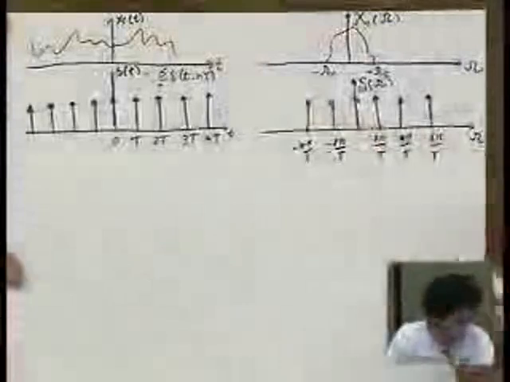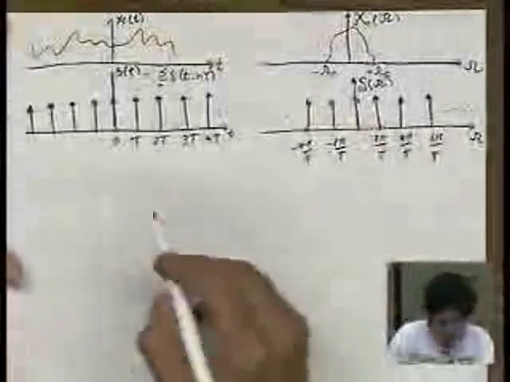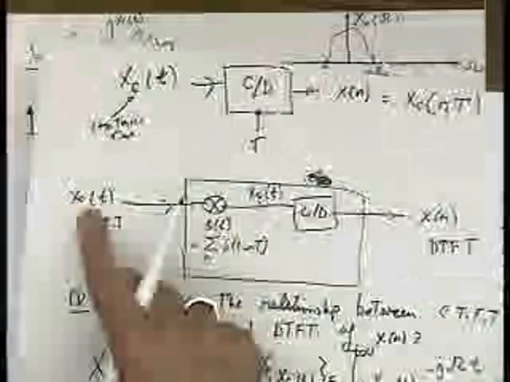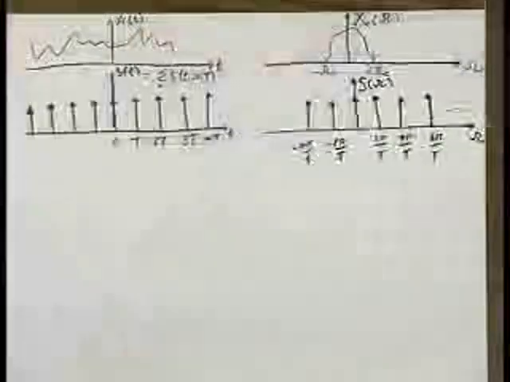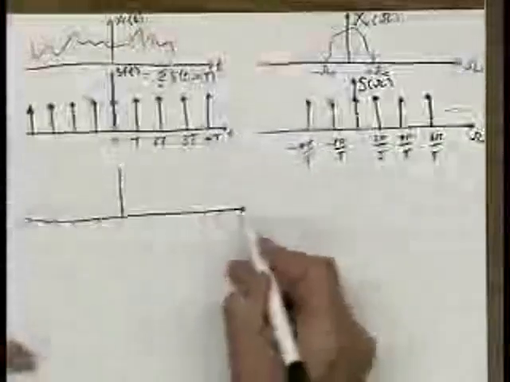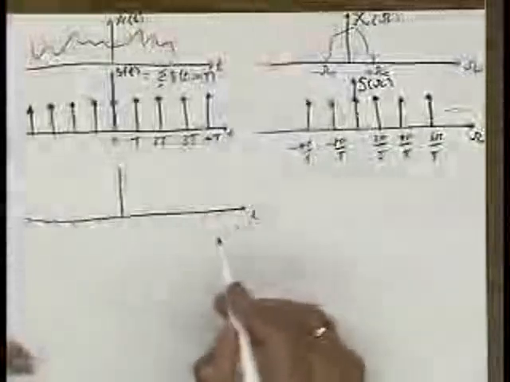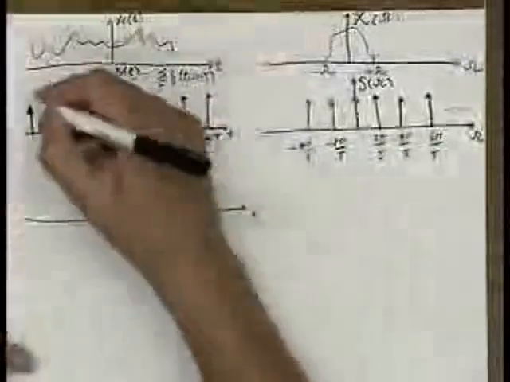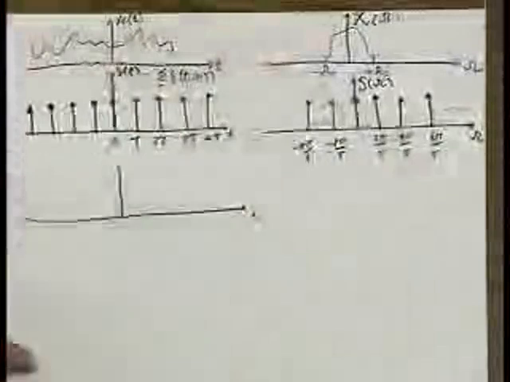Okay? And now, how about x sub s of t, which is, in this picture, what I get after I multiply my continuous time signal by this train of delta functions. When I do that, what I get is sort of a modulated train of delta functions. It's a train of delta functions whose heights are no longer equal to 1. These are all equal height, equal to 1.